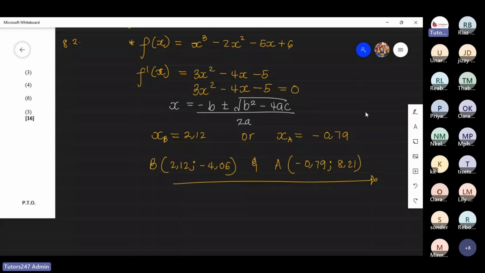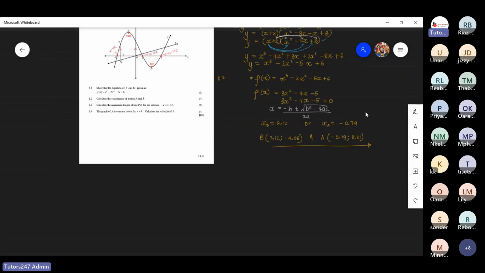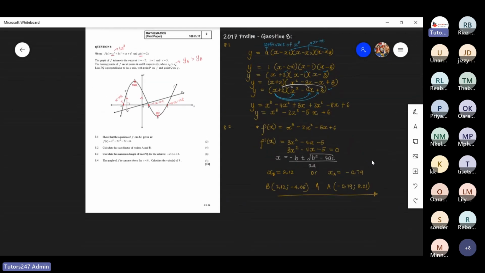So I'll repeat once more. If you need to find your stationary points or your turning points, all you need to do is derive, equate it to 0, solve for x. If you want to find the y values, always substitute them back into the original function. So that is question 8.2.